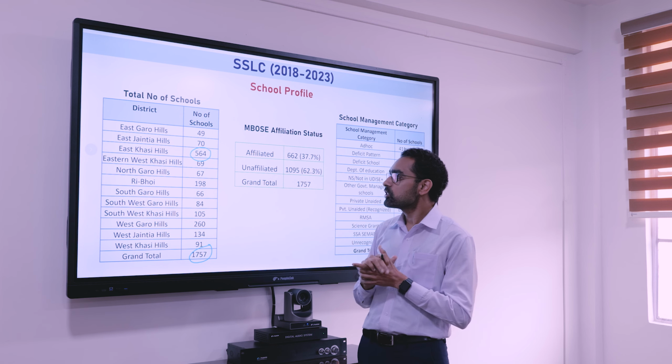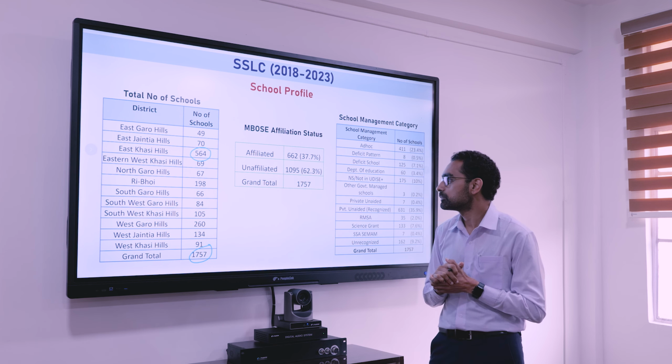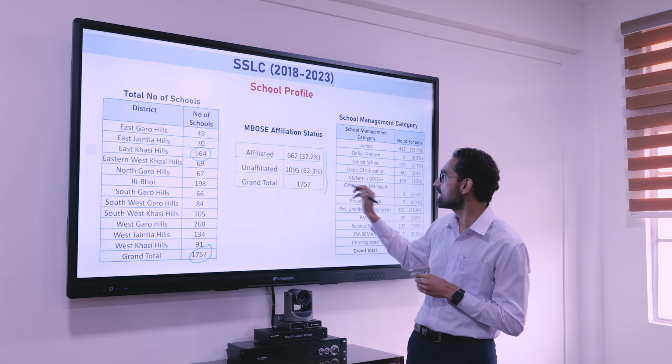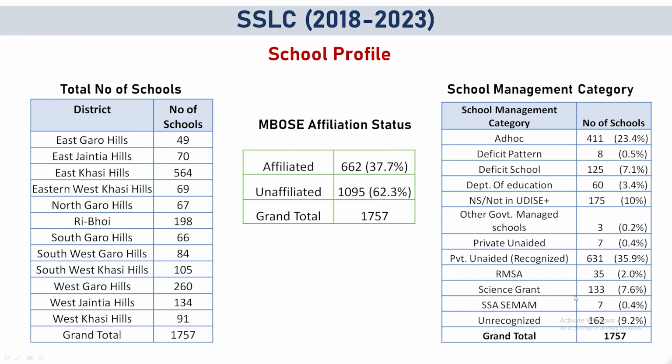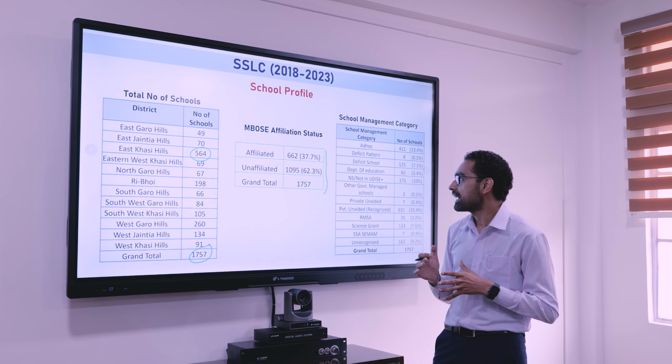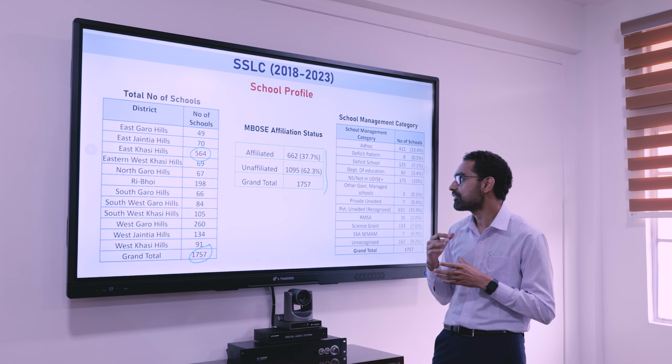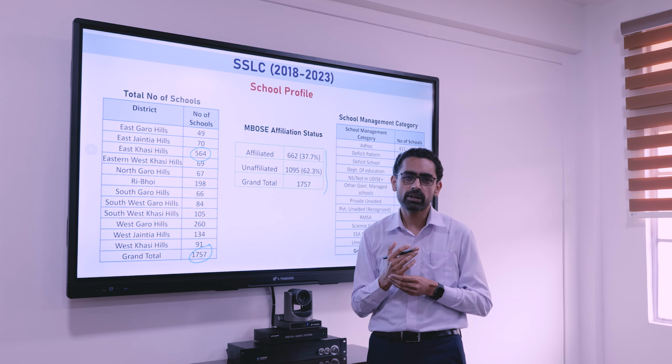After this distribution of the districts over the schools, we need to see this, which is very concerning: the unaffiliated schools with the MBOSE, if you can see, 62.3%, which is very, very high. And the reason for this unaffiliation is that they have not met the various criteria given by MBOSE.